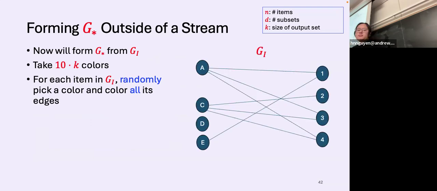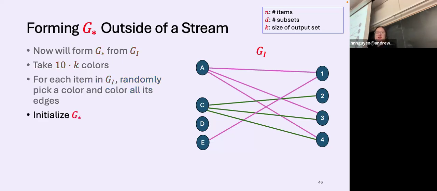Okay. So let's say this is GI. For A, I'm going to randomly pick one of the 10k colors I have, and let's say I pick purple. And now for C, I'm going to pick a different color. D doesn't have anything because it's lonely. And for E, I know that we have 10k colors and this is unlikely, but this is just to show we are not just coloring each vertex a different color. In fact, you can have vertices that have the same color.